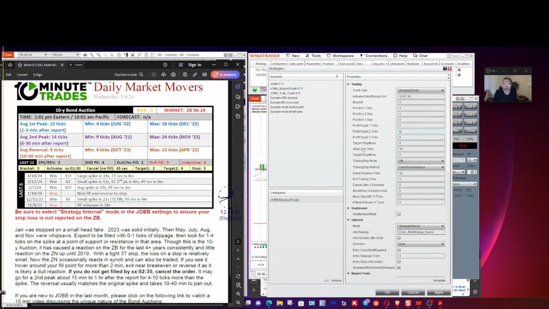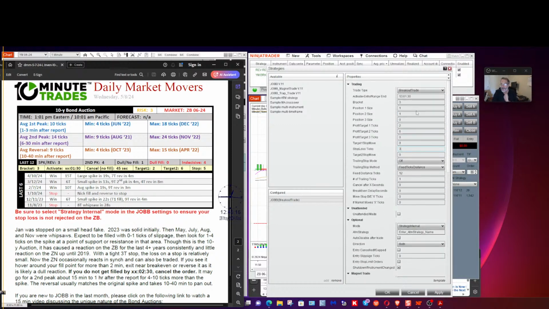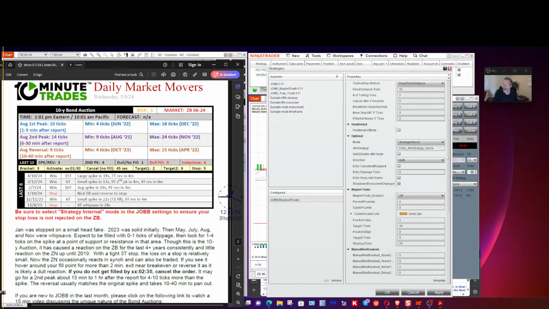The stop, we have experimented with 3, 4, and 5. And I'd say about 90% of the time, the 3 stop has worked over the years. For a short period of time, we've done a little bit of experimenting with 5. I've been using 3 forever, and I'm sticking with my setup. Targets of 2 and 6 with a stop of 3. 13:01:30 on the trigger. It's a breakout trade.